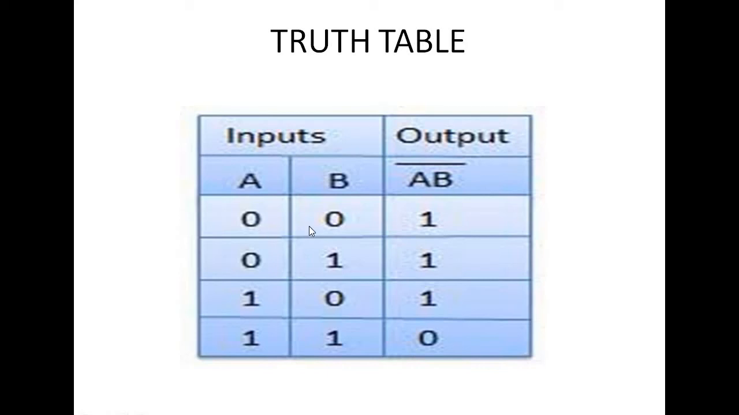So A is 0, B is 0, output is 1. A is 0, B is 1, output is 1. A is 1, B is 0, output is 1. A is 1, B is 1, output is 0. Just the opposite of AND gate.